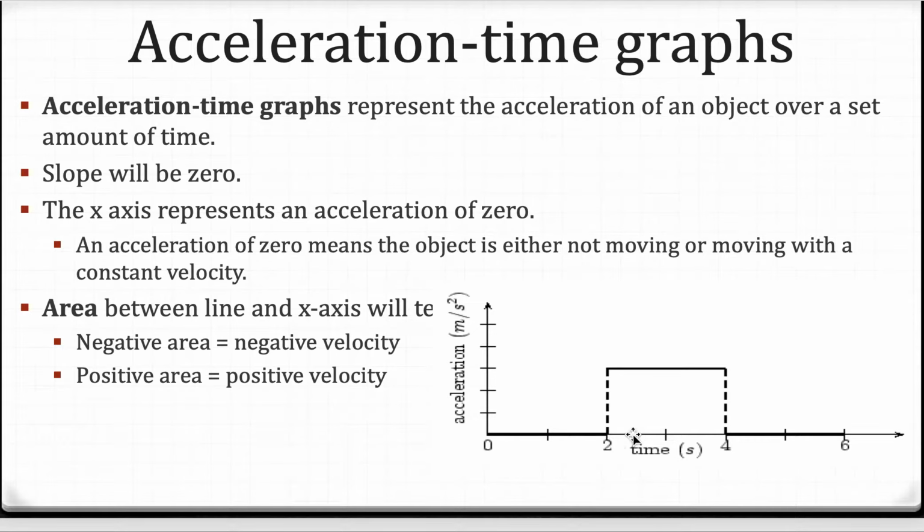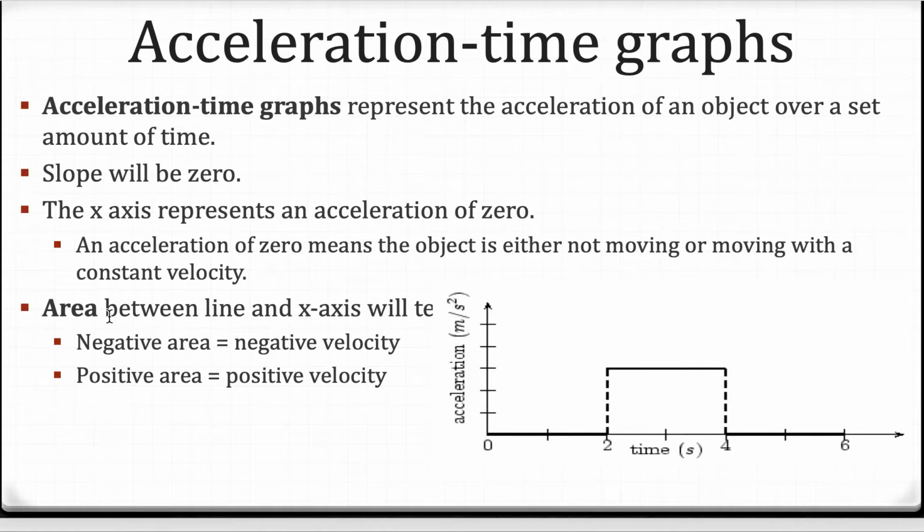Then we see from 2 to 4, we have a line above the x-axis. So if these go up by 1 to 2, this would be 3 meters per second squared for the acceleration. So then if we're accelerating, we definitely have to be moving, all right? And we are, of course, moving here with a positive acceleration, all right?